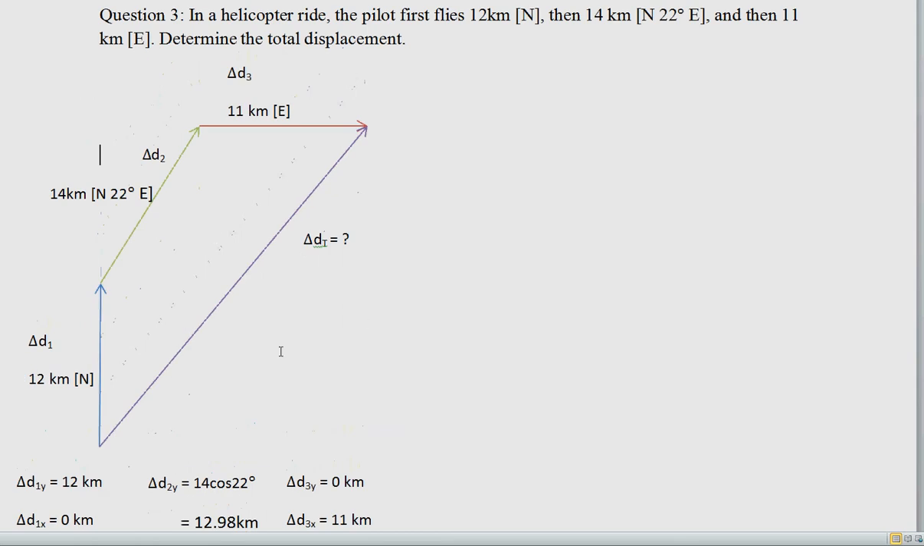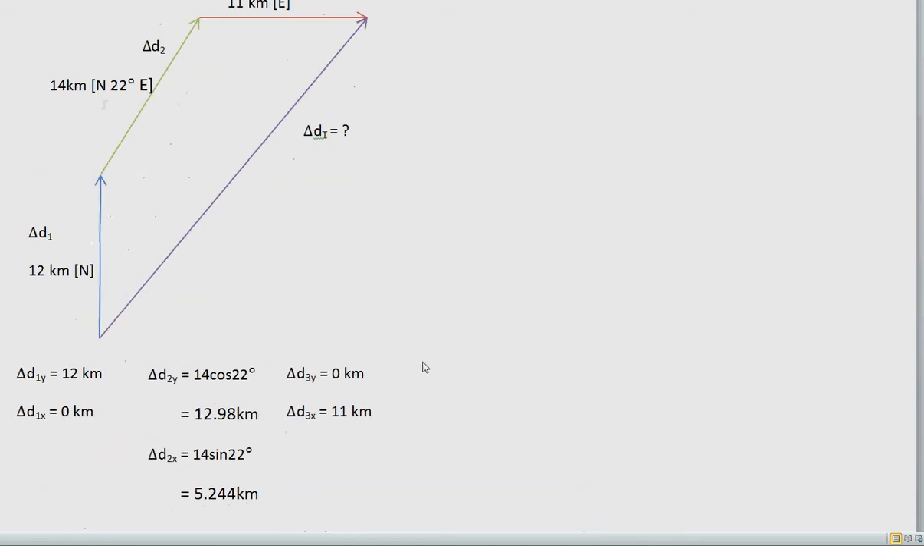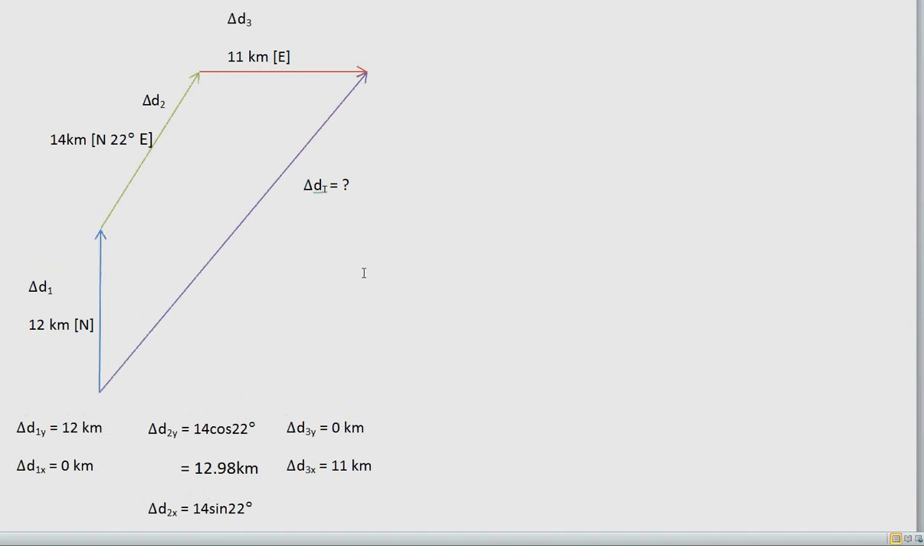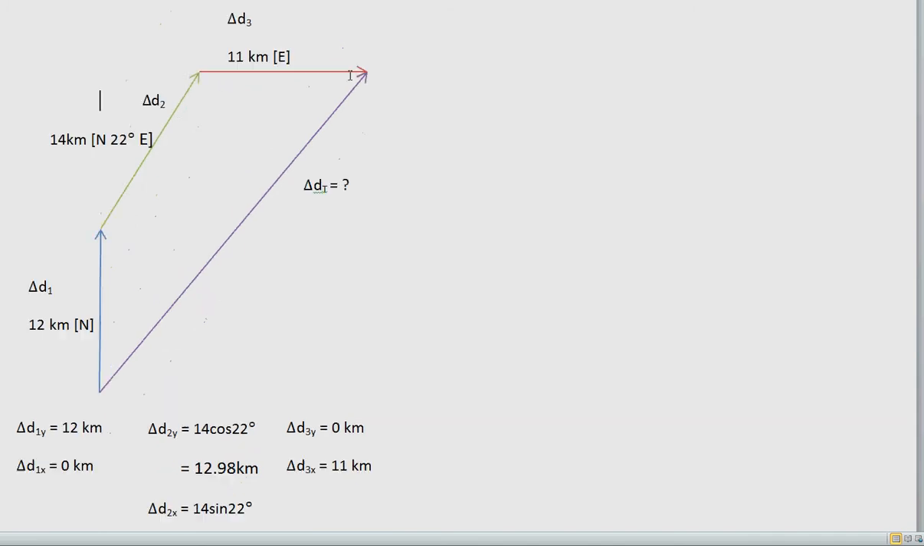To find this, we have to do vector components. So for our first component in the y, it would be 12 kilometers, as it is traveling only north. So there would be no x component. And for our second one, we would have to solve for our y and x components as it is traveling at an angle. To do this, we would have to use our trigonometric ratios. So it would be 14 cos 22 degrees for our y component and 14 sine 22 for our x component. So it would be 12.98 kilometers in our y component and 5.244 in our x component. And for our third vector, it would just travel straight east, which would give us 11 kilometers east.